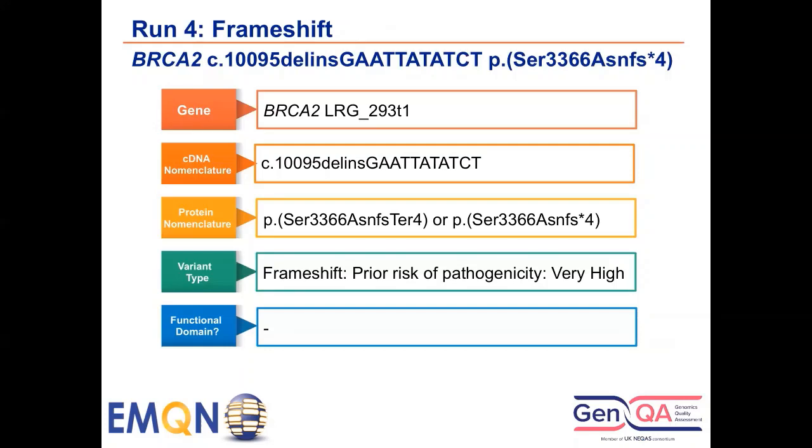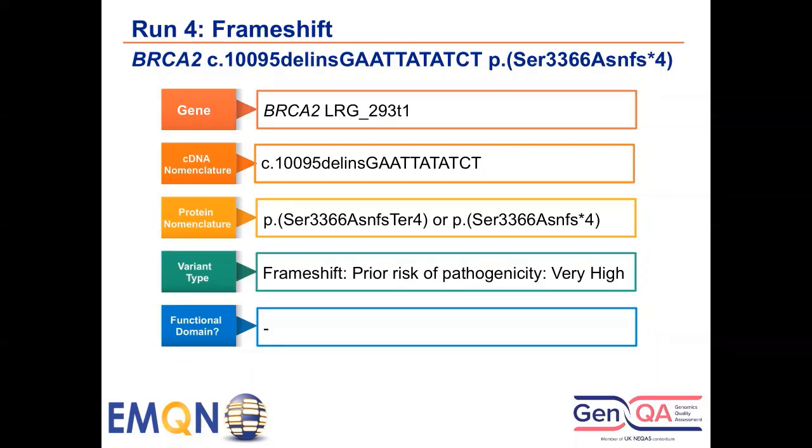Okay, on to another frameshift example, this time in the BRCA2 gene, and this one is a delins. So it's a deletion of a single nucleotide, c.10095, and then an insertion of 11 nucleotides. And the predicted protein change is p.Ser3366 to Asn with a frameshift 4 amino acids downstream.